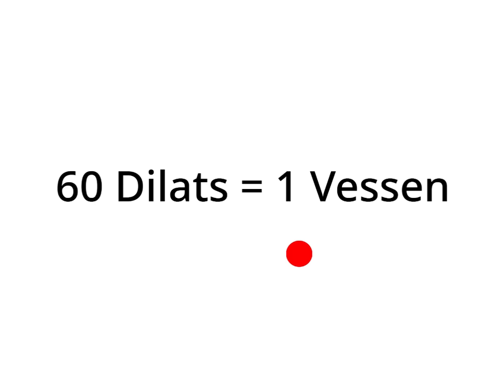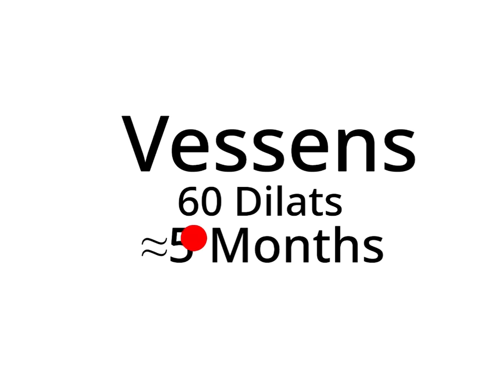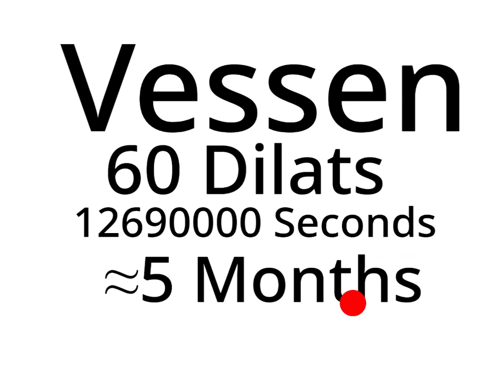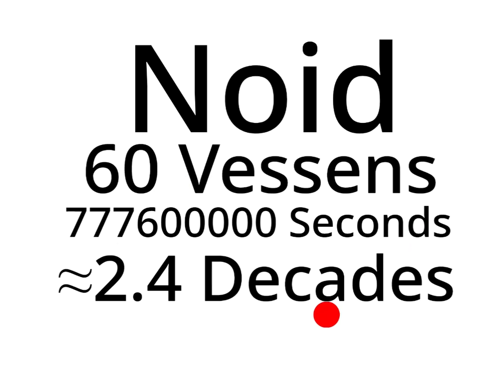I'm just going to show you all of my names for these time measurements. So, dillet, which is 60 hours, 216,000 seconds, or 2.5 days. A vesen is 60 dillets, 12,690,000 seconds, or approximately 5 months.